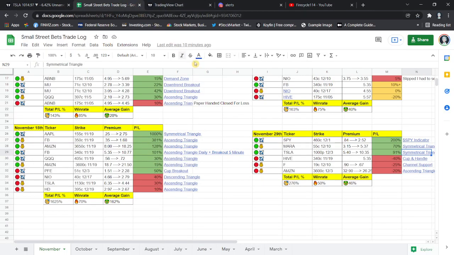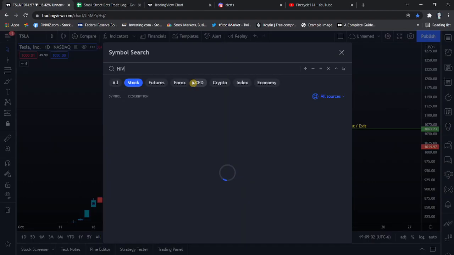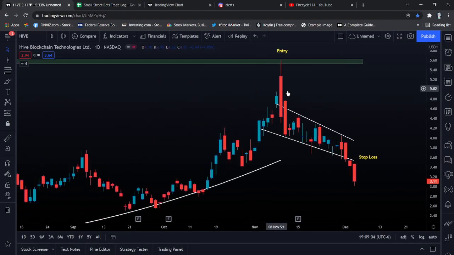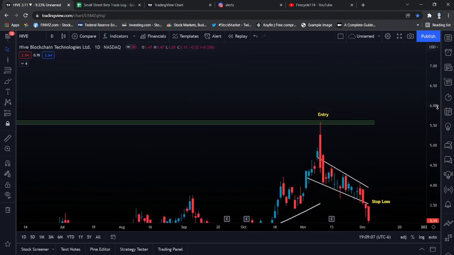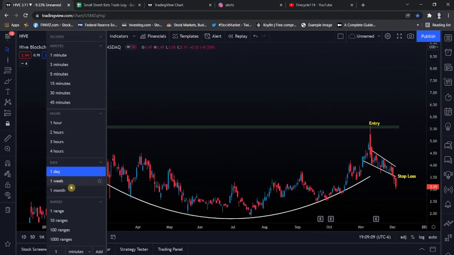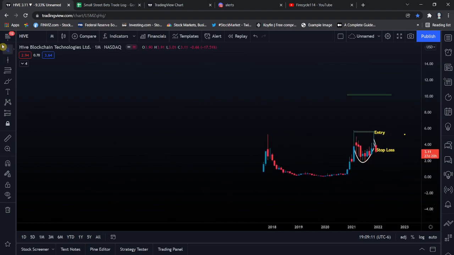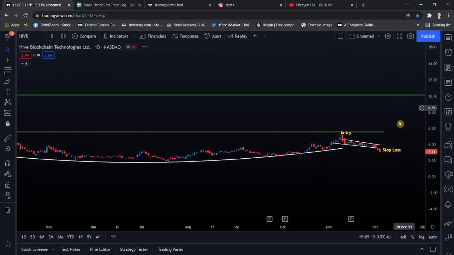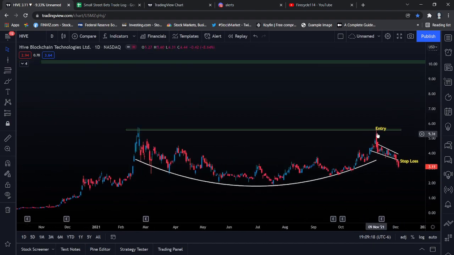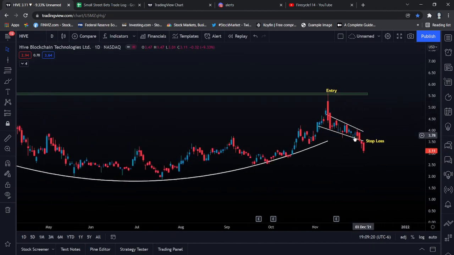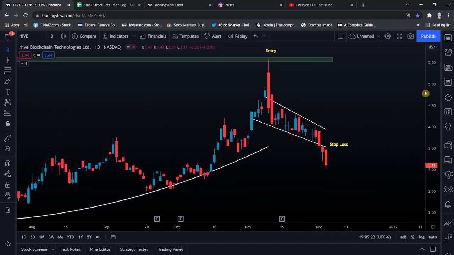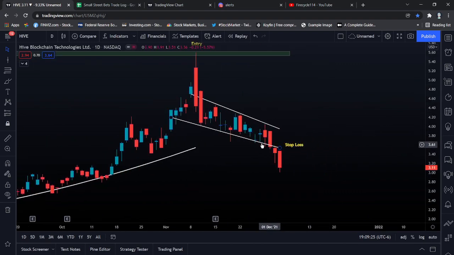Now let's go on here with our losing trades. I like to cover my losses, and the first one was on Hive. Let's take a look at Hive. You guys are familiar with Hive. We had a cup and handle on the daily and on the monthly. For Hive, we really did rush it. First thing, my entry was at $5. We clearly did buy the high, but our stop loss, I think, was pretty good. Our stop loss was below the support.